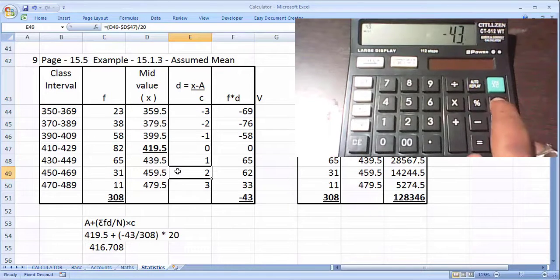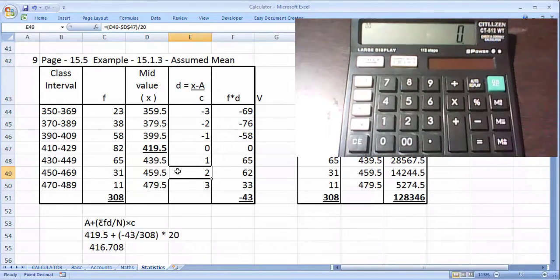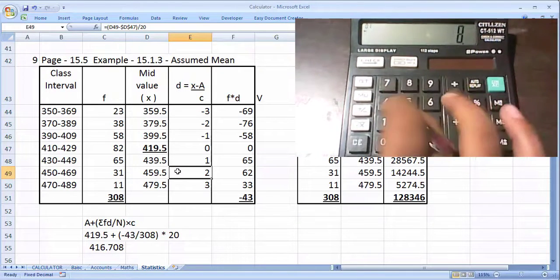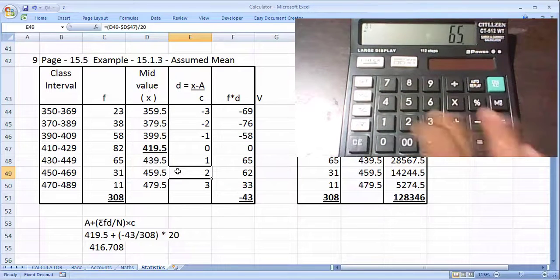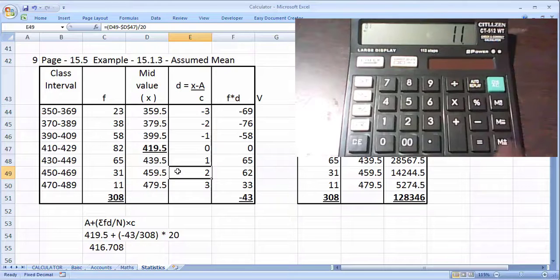Now we got minus 43. Wow, super. Is it clear? Minus 43. So what is this minus 43? It is the total value of sigma FD. So keep it in mind. Now sigma FD by N. N means the total number of all these frequencies: 23 plus 38 plus 58 plus 82 plus 65 plus 31 plus 11 plus, how much? 308. 308 is the number.